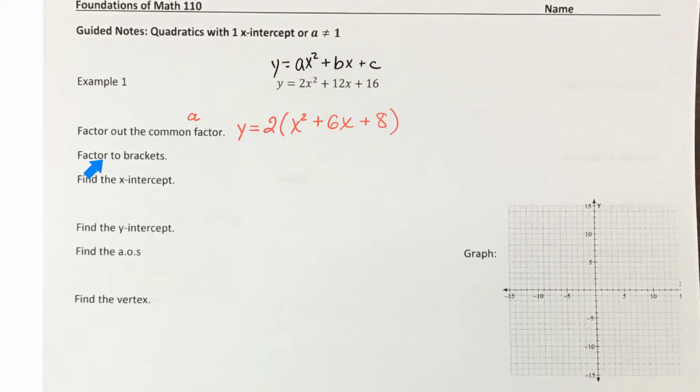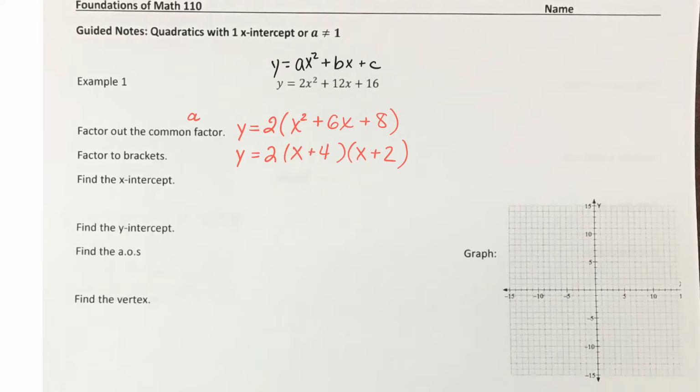Then the next step is we're going to factor this part down to brackets. So we factor a step further: y equals 2, and now I'm going to factor down to these brackets. What two numbers multiply to 8 and add to 6? So 4 and 2. Just so we're super clear here, this function, and this function are all the exact same. They are just different factored versions of each other, but they are all completely equal.